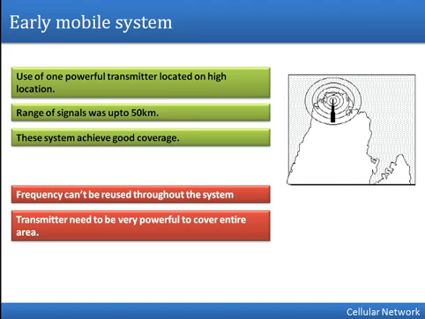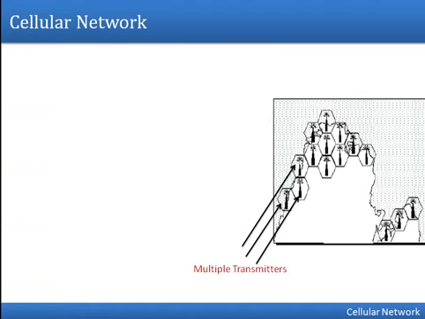Now, what did cellular network suggest? Cellular network suggested that instead of having a single transmitter, why don't we go for multiple transmitters with low power. So in cellular network, instead of having a single station, we have multiple stations. Now these stations are not as powerful as we have seen in the previous slide. These transmitters have less power. Because of this, they can cover a particular area of a region.